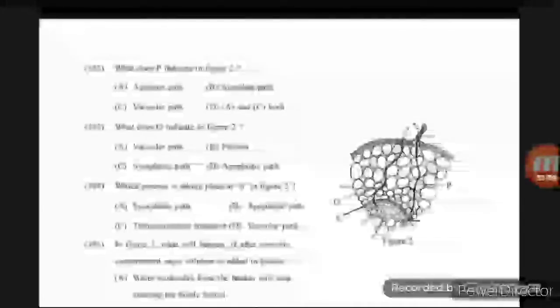In the last question they asked with three options: vascular path, symplast path, and apoplastic pathway. But here they have given another option, phloem, also. So which one is the correct answer for this question number 103? You have to say, and for that your time starts now.